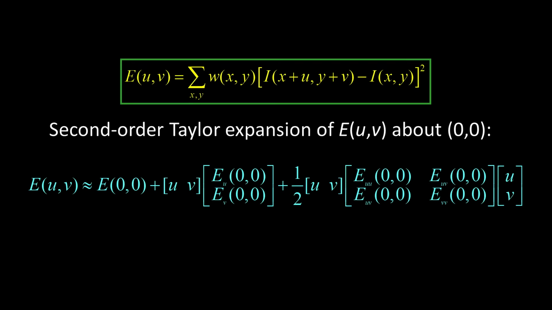So now what we're going to do is step through this whole second order Taylor expansion about (u,v) of (0,0).